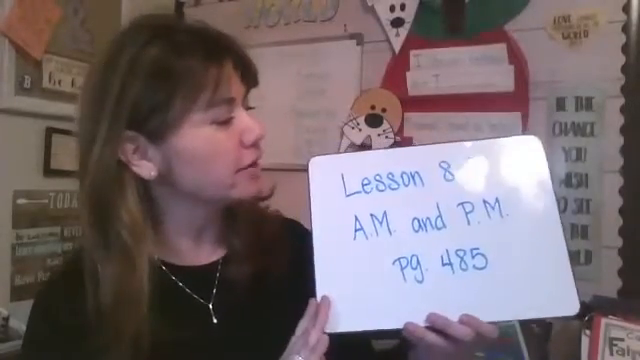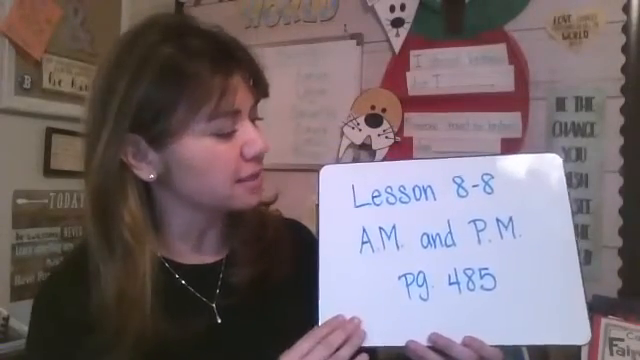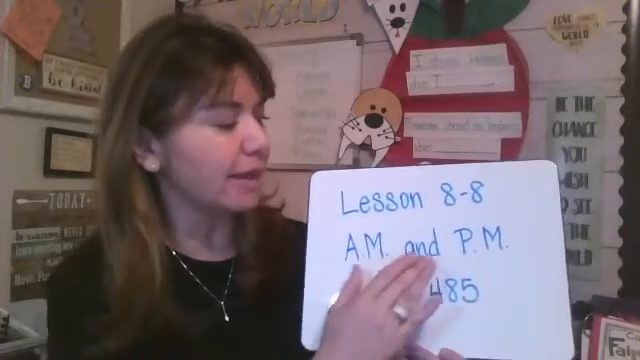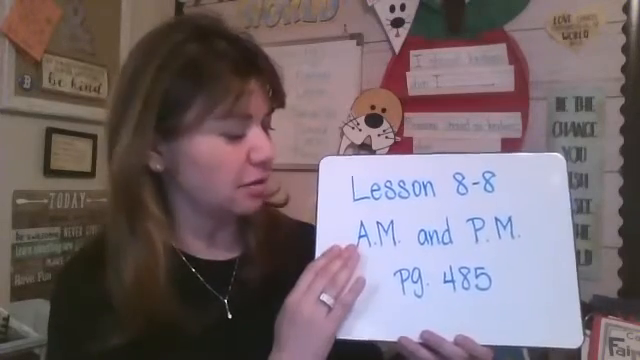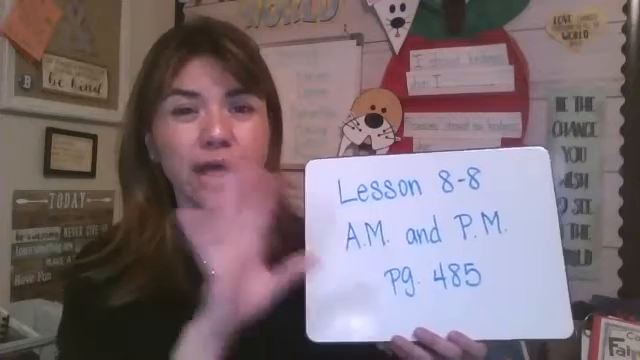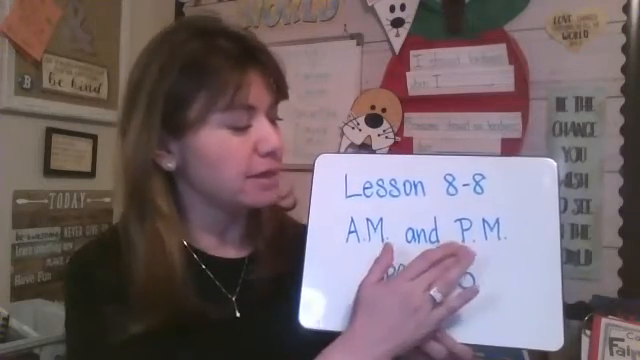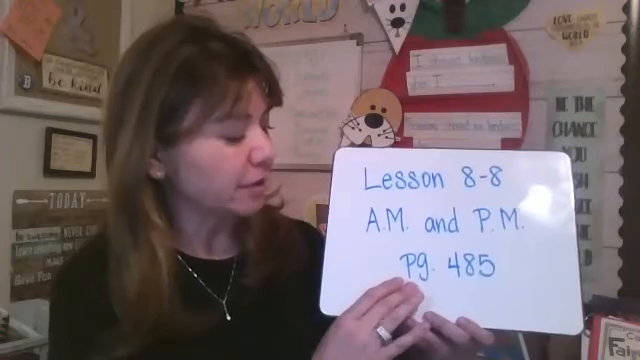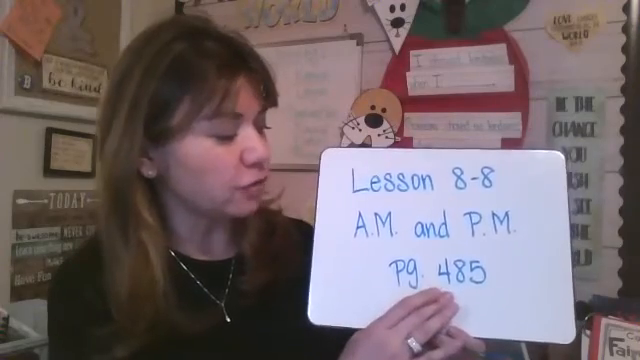Okay, hello second graders. Today we're looking at lesson 8-8. They're going to ask us to work with AM and PM times. So AM refers to the hours that happen in the morning, and PM refers to the hours that happen in the afternoon and later in the evening. We're going to find that on page 485 in your books.